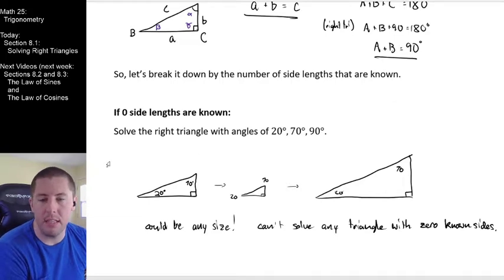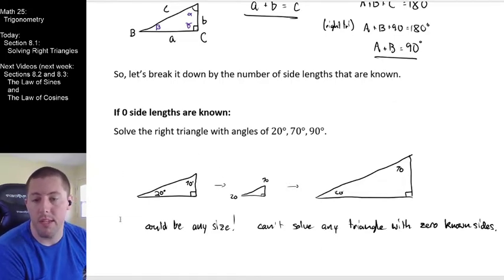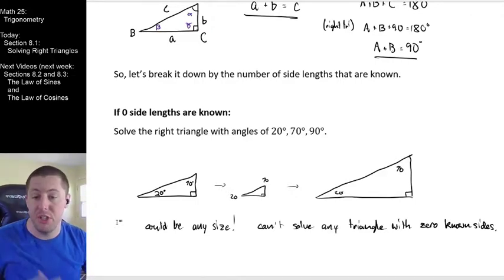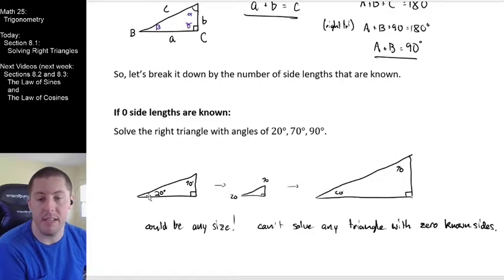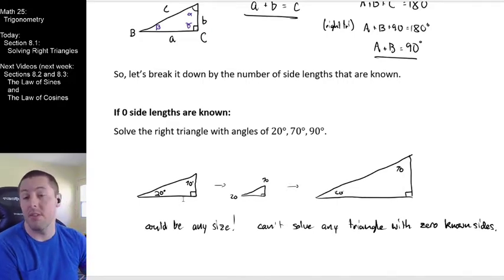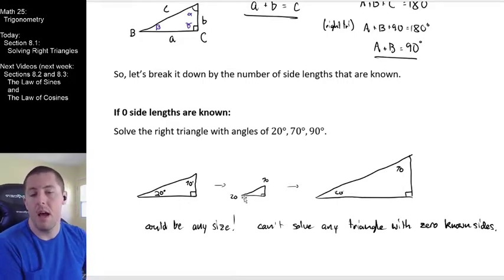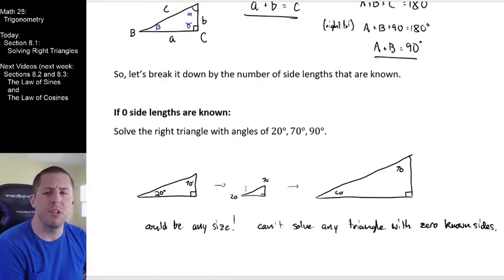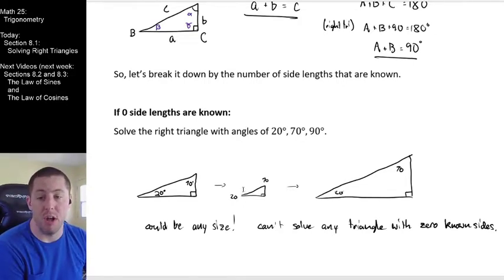So with zero side lengths known, all of these triangles are what we would say are similar to one another. They all have the same angle measurements, but we could scale it up and scale it down and maintain the same ratios. So in all of these cases right here, you could take the sine of 20 degrees and you're going to get the same thing for all 3 triangles. The tangent of 70 degrees, whatever you want to do here, all the trig ratios will be maintained. But that scaling could go any direction right there. So we have to know at least one side length to ever solve any triangle.